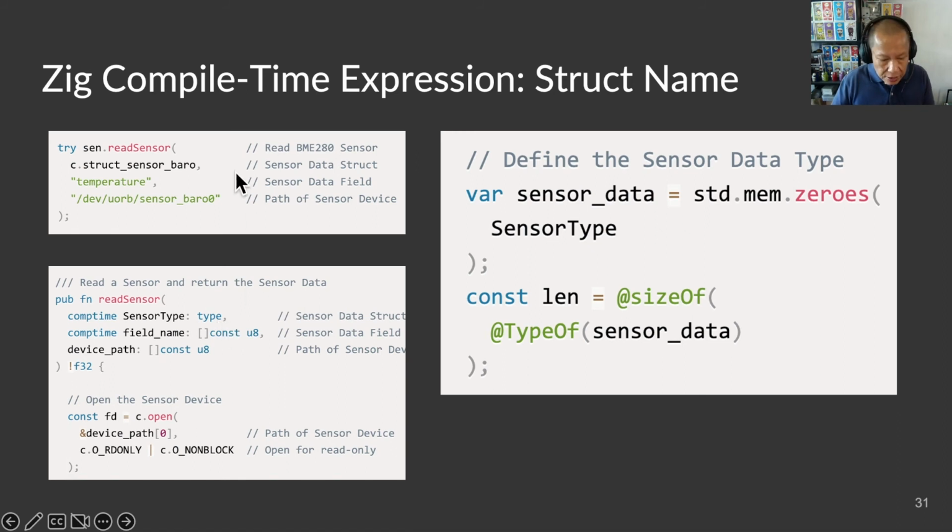If we trace back to the function call, we see the name of the struct, sensor barrel, which is passed to our function as a parameter. This means that Zig will happily let us pass the name of a struct type to a function, and Zig compiler will substitute the name of the struct type at compile time. That's why the struct type is declared as comptime. Comptime meaning compile time. You might think, this looks familiar in C, but hold that thought, we got more.